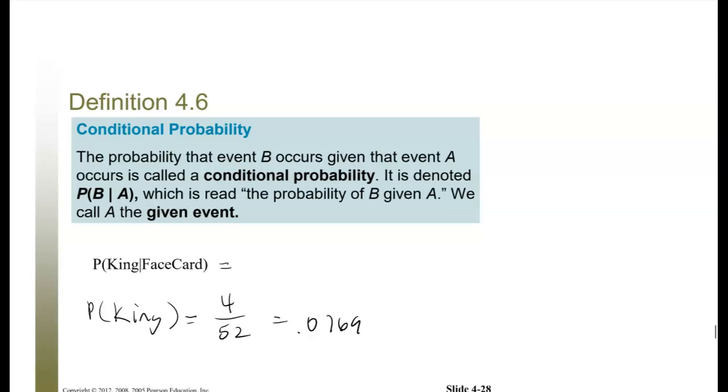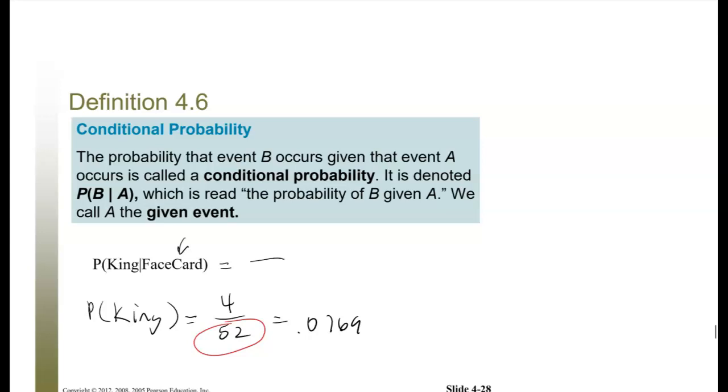Now, this probability may or may not change with this condition, and we'll talk a little bit about that later, which gets into whether events are independent or dependent. But what the condition ultimately does is it changes your sample space. You are no longer working with that entire deck of 52 cards. So you no longer have 52 as your denominator.